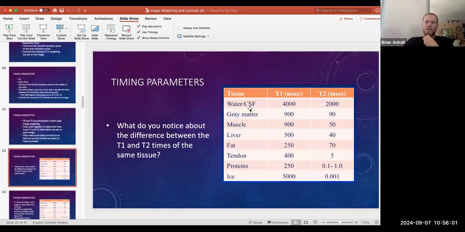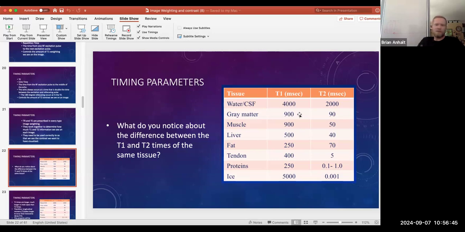Here are some T1 and T2 times of different tissues. You're going to find different numbers out there. This is just a model to demonstrate a point. What do you notice about the differences between T1 and T2 times of the same tissue? Gray matter has a T1 time, the time it takes for 63% of its longitudinal recovery to occur, of 900 milliseconds. Its T2 time, the time it takes for 63% of its transverse magnetization to decay, to where there's 37% left, is 90 milliseconds.